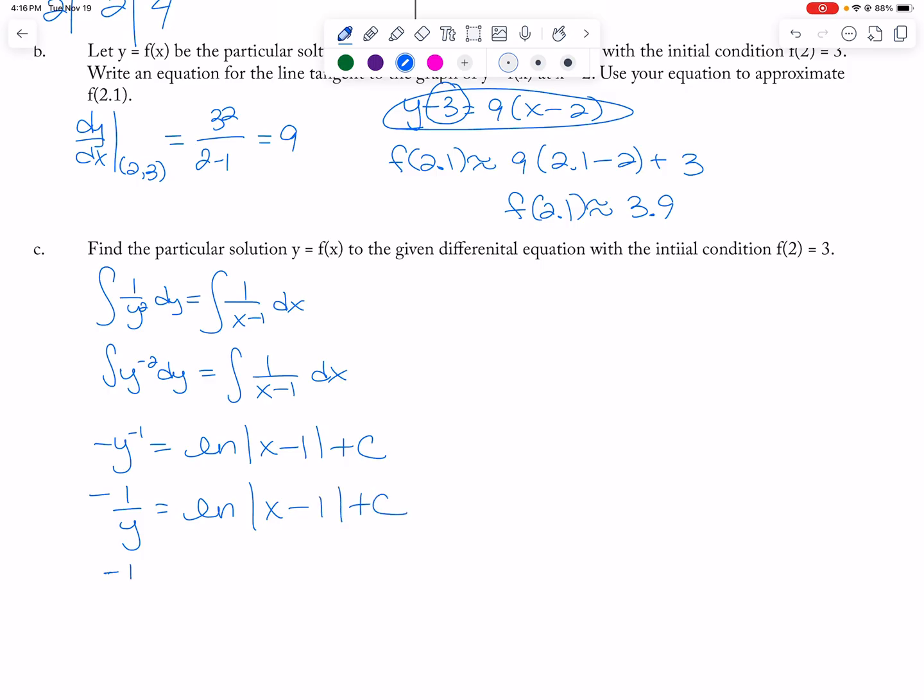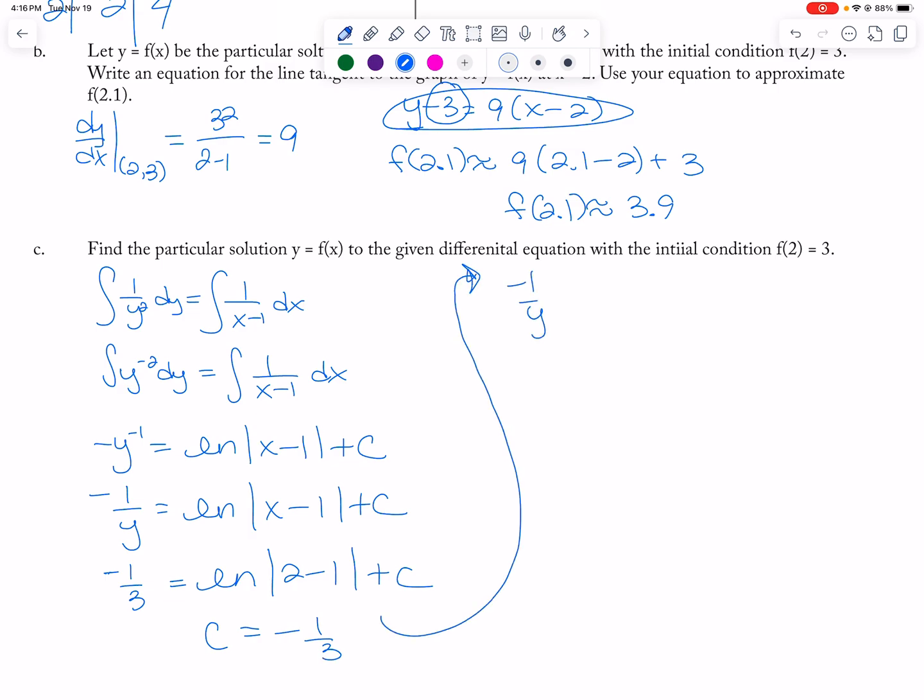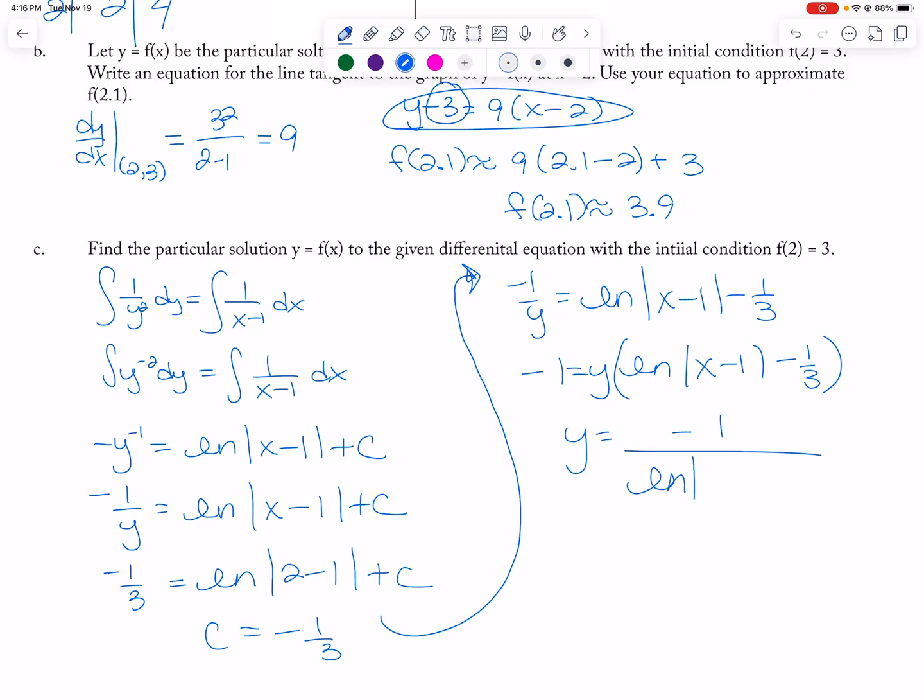Plug in my initial condition, so negative 1/3 is equal to the ln of 2 minus 1 plus c. So c is equal to negative 1/3. Plug this back into the original equation, so negative 1 over y is equal to the ln absolute value of x minus 1 minus 1/3. So negative 1, multiply both sides by y, ln absolute value of x minus 1 minus 1/3. So then y is equal to negative 1 over the ln absolute value of x minus 1 minus 1/3.